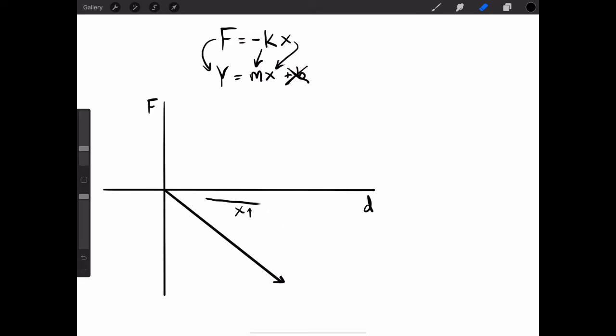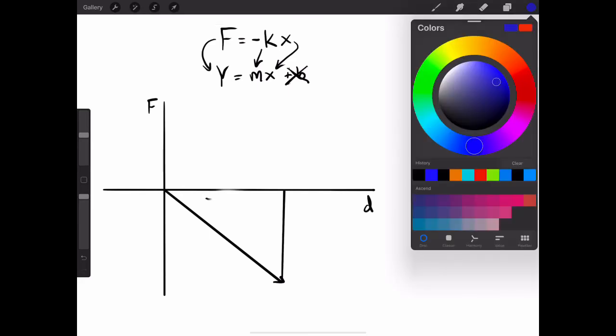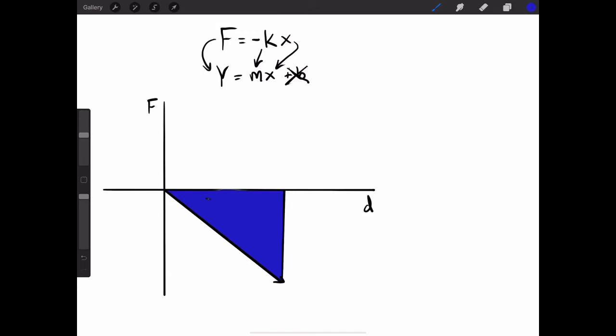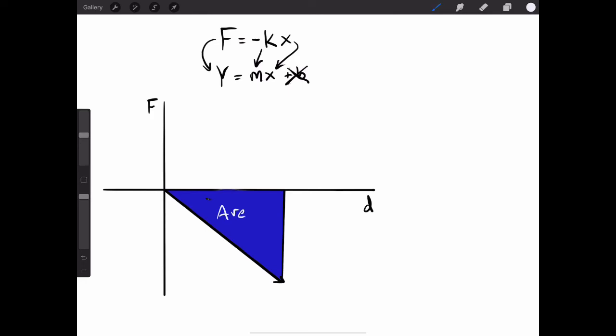Now I want you to recall from when we dealt with work. It had very similar graphs. Both this and the work graphs were force versus distance. If you remember for work, we found that if you take the area underneath the graph, you end up with energy. Okay, so this is going to be our area, which equals energy.